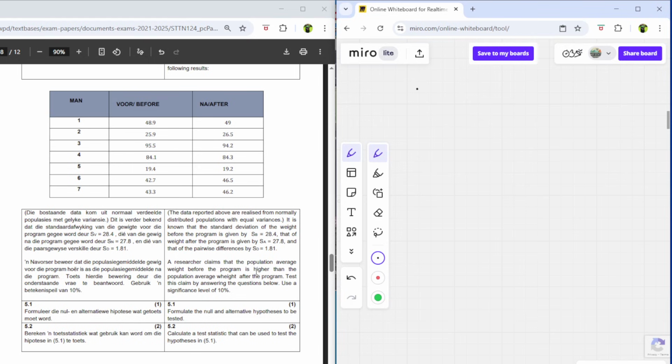So we're testing using the word higher, which is going to tell us about our alternative hypothesis. They say test the claim by answering the questions below. Use a significance level of 10%. First, formulate the null and alternative hypotheses.